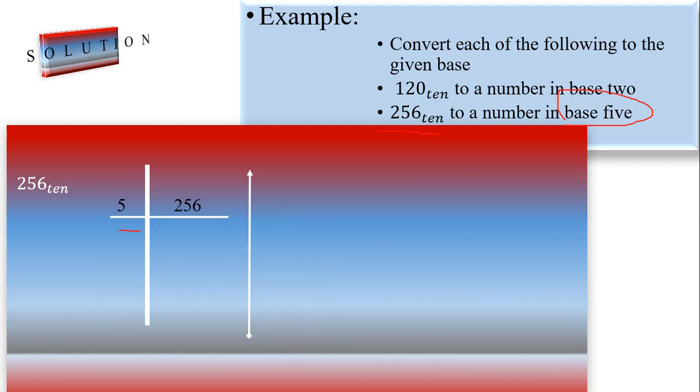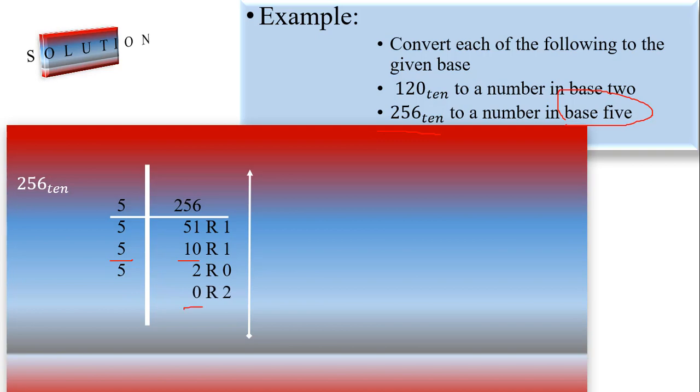So let's look at what we have. In that order, 5 goes in 256. That is 51 remainder 1. I'm using my 5 again. So I'm going to have 10 remainder 1, because 5 goes in 51. I'm using 5 again. So 5 goes in 10. That is 2 remainder 0. So 5 goes in 2, 0 remainder 2. So I'm already having 0 here.